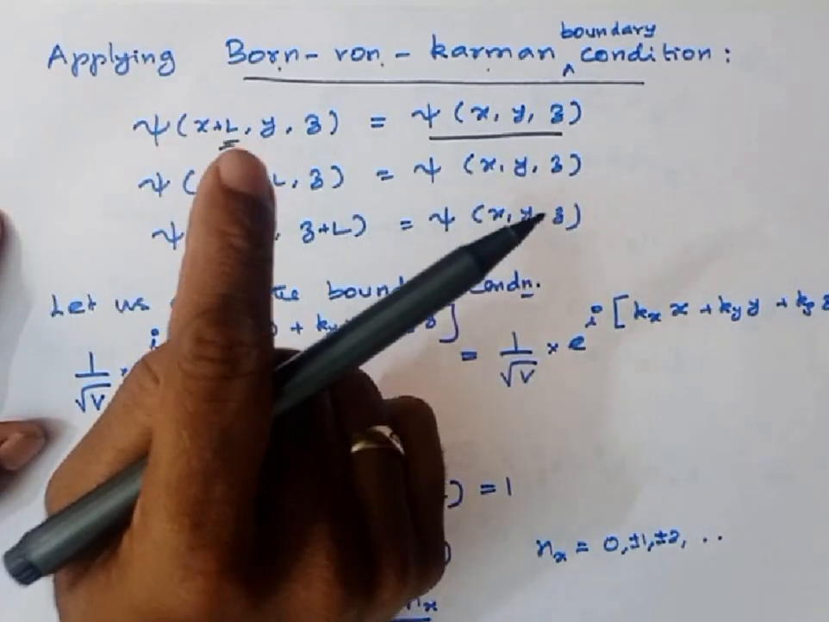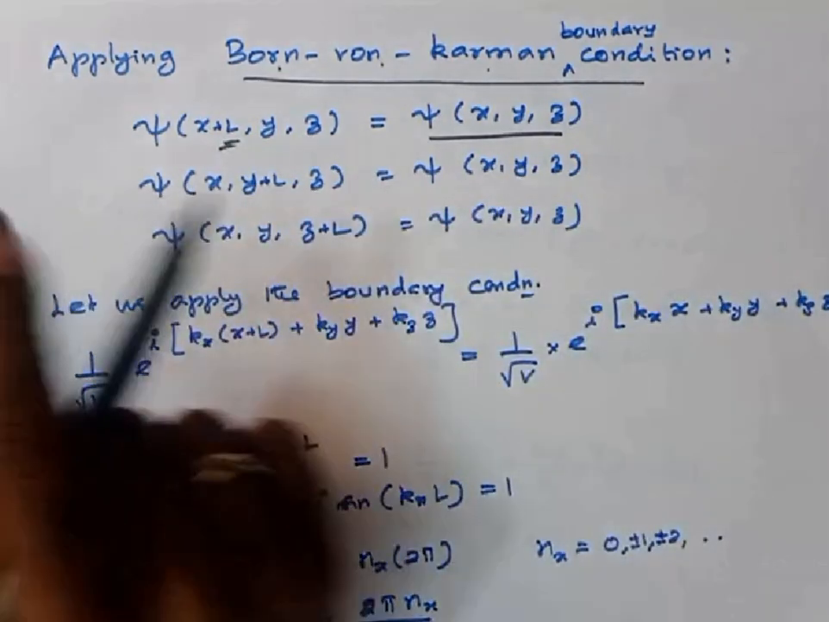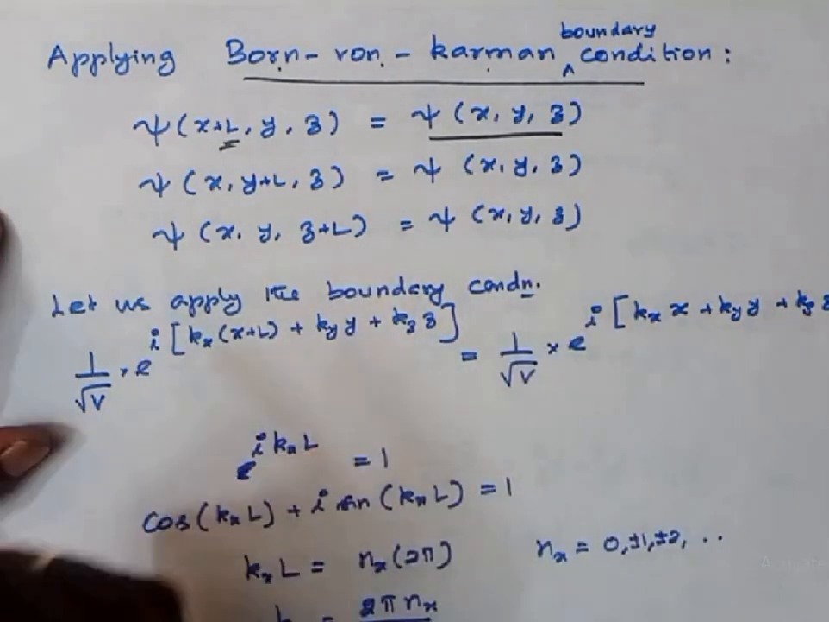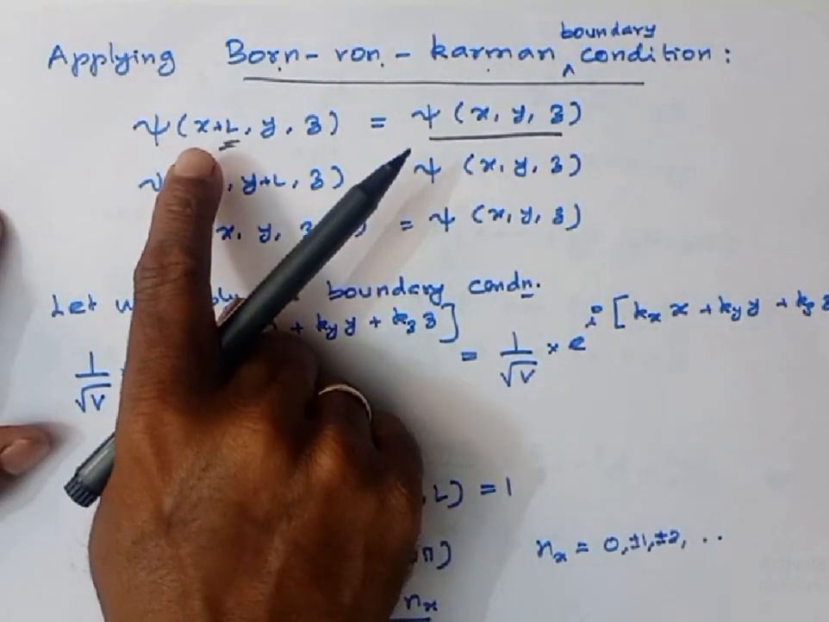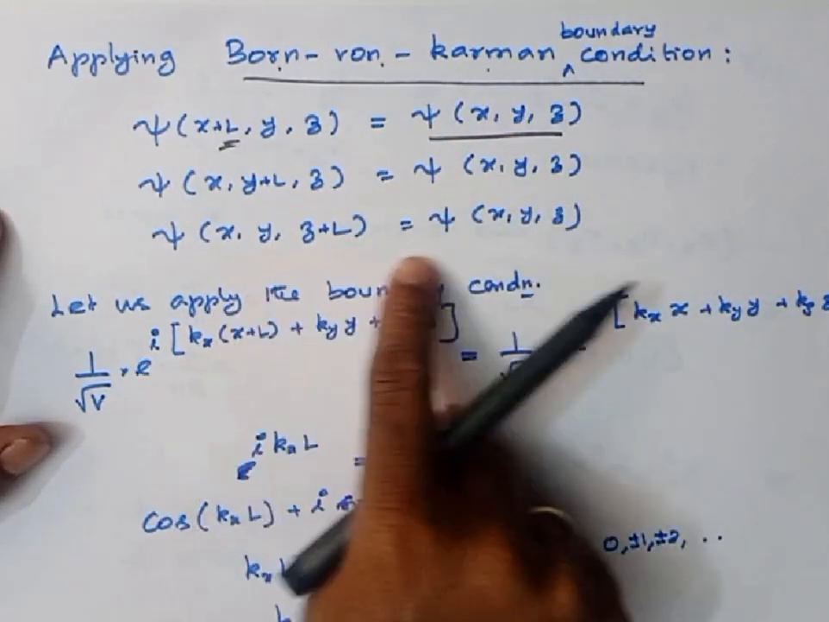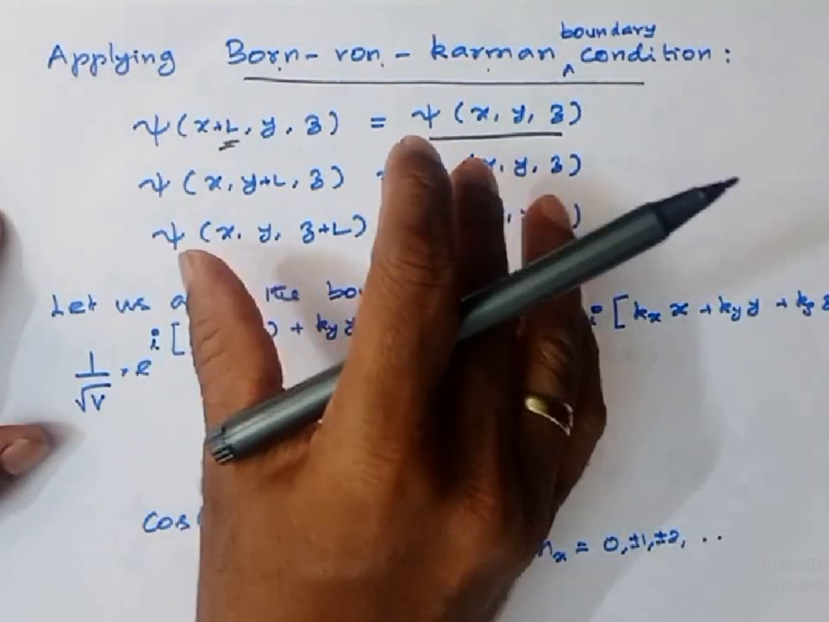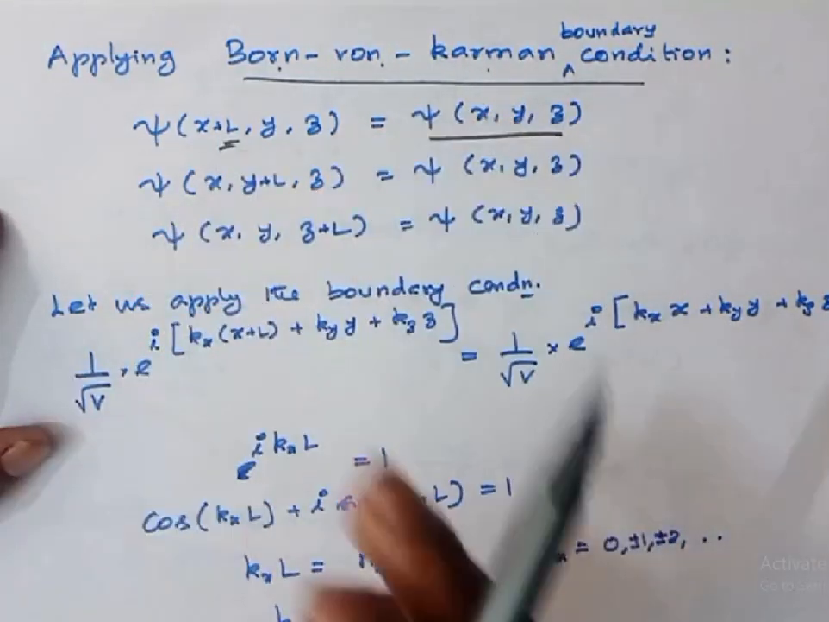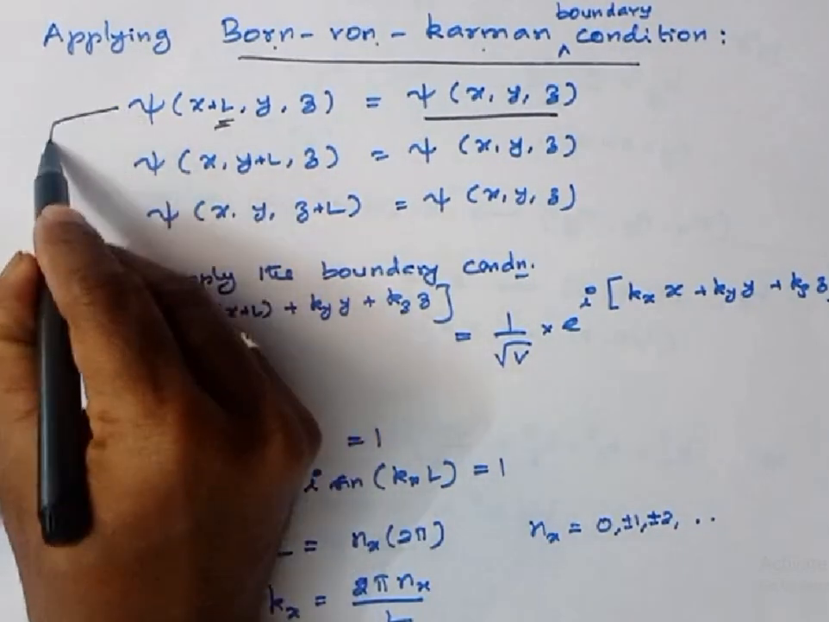So you take any point inside the metal and travel a distance L along the x-axis, you will once again reach the same point. It is called the cyclic boundary condition. This is valid along the x-axis, along the y-axis, and also along the z-axis. This is what we call the Born-Karman boundary condition, and it should be applied for traveling waves. Clear? Now I'll take the first condition.